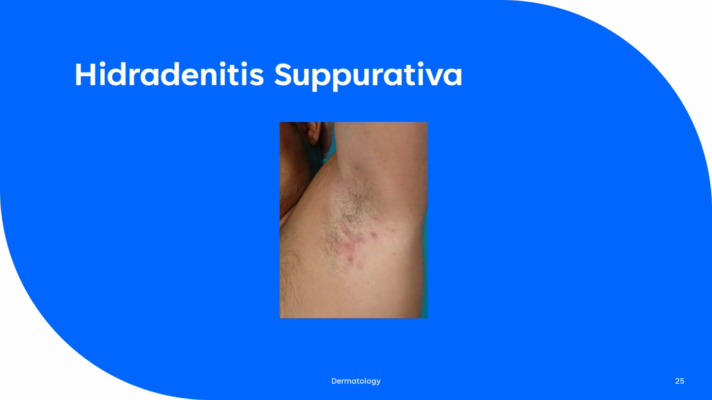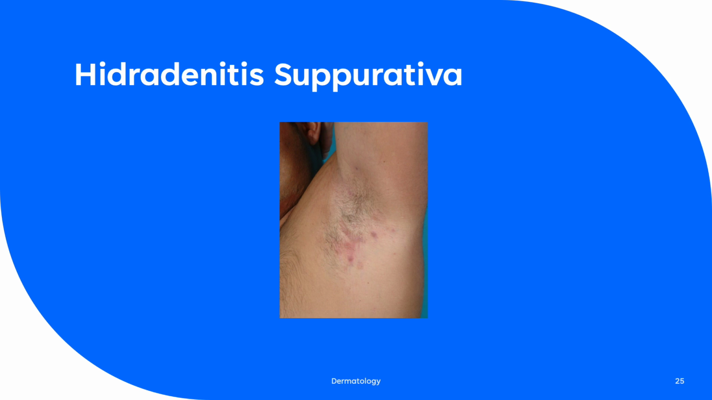Hidradenitis suppurativa is a chronic inflammatory skin condition that can significantly impact quality of life. It is characterized by recurrent painful bumps and abscesses that occur in areas of the body with apocrine glands, such as the armpits, groin, and under the breast. In terms of causes, the exact etiology is unknown, but is believed to involve a combination of genetic, hormonal, and environmental factors. Conditions such as obesity, metabolic syndrome, and smoking have also been associated with the disease.